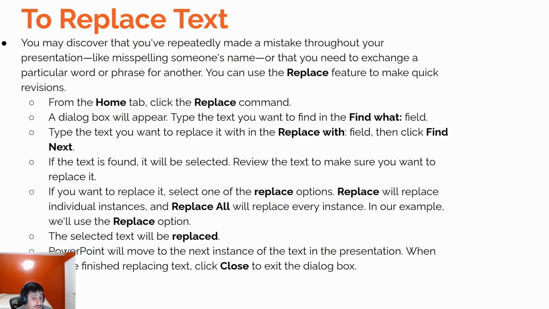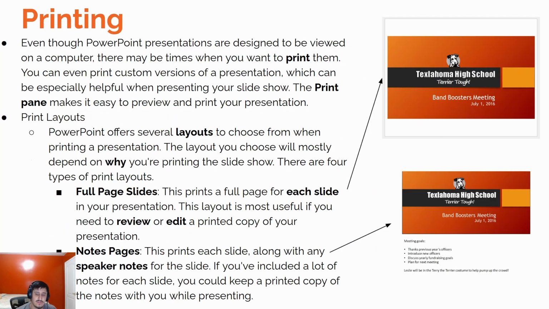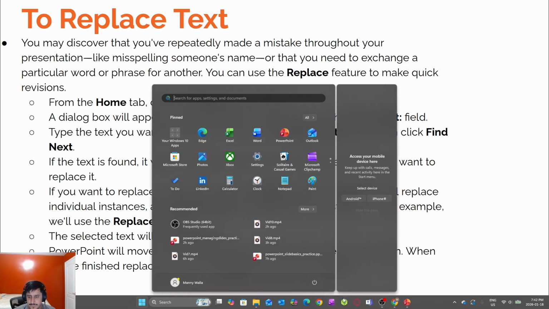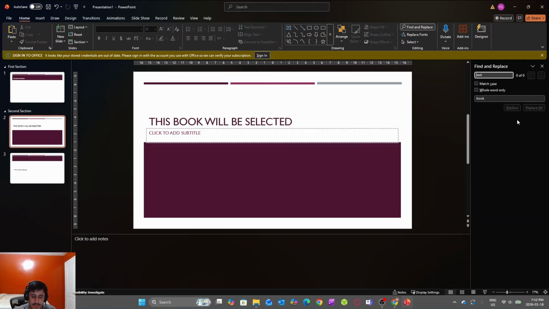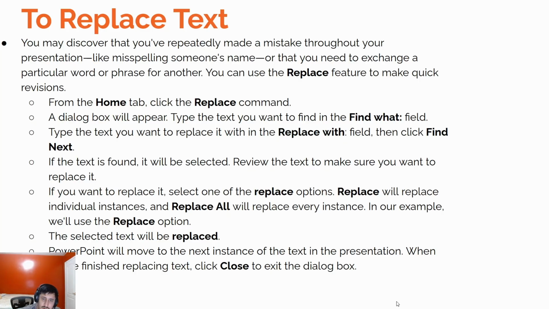In our example, we'll use the replace option, and the selected text will be replaced, and PowerPoint will move to the next instance of the text in the presentation. And when we're finished replacing text, simply click close to exit. Right. So again, let's just say replace it with book, right? And we can just click replace, and it'll replace. Alternatively, if you want to replace all, you could also do that. Pretty straightforward and easy in that regard.